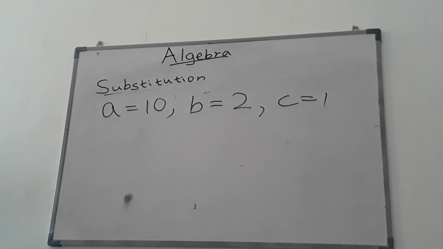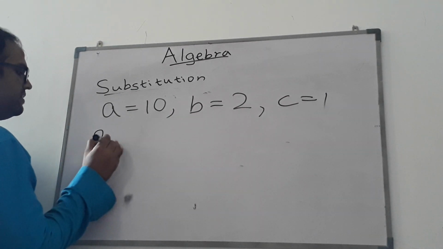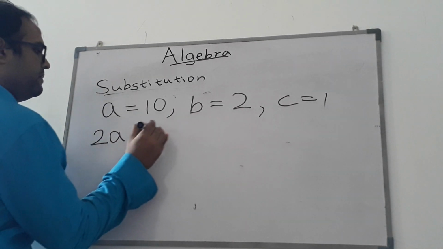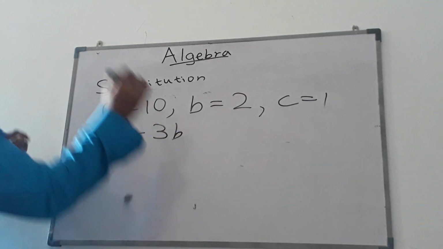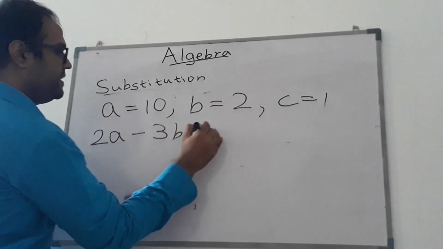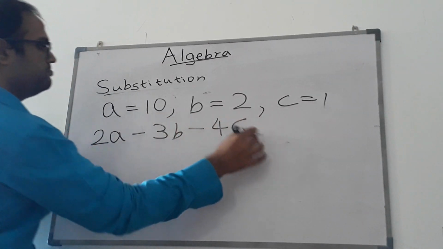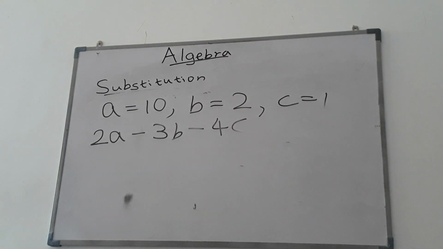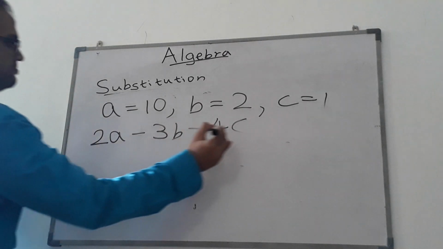Final question. 2A minus 3B minus 4C. This is tricky.